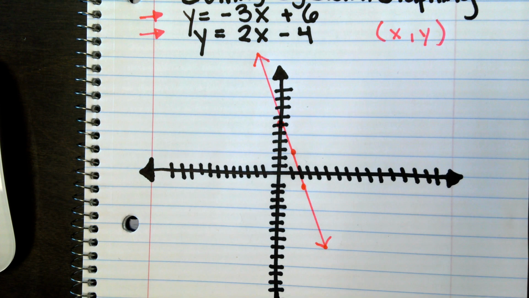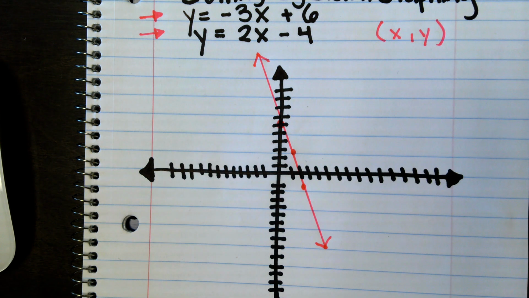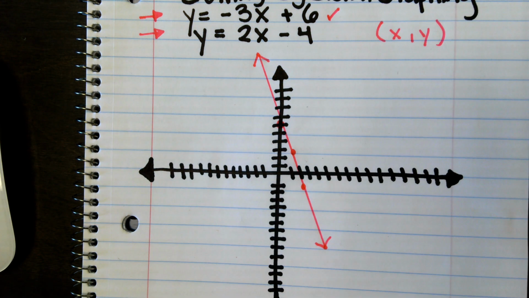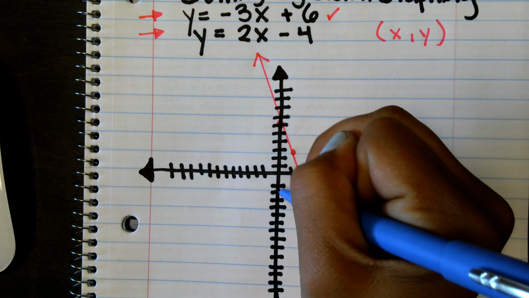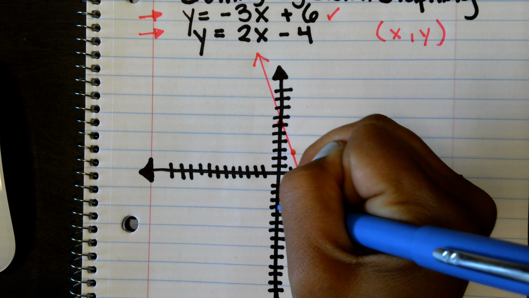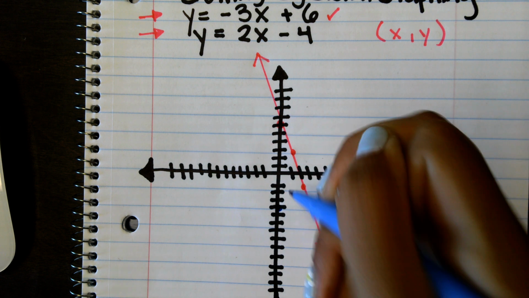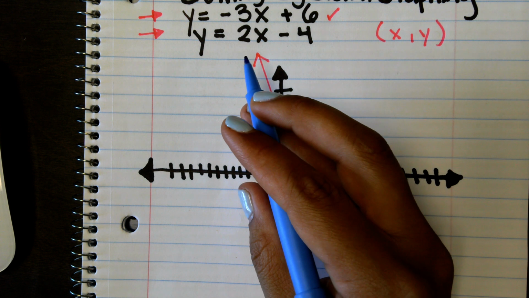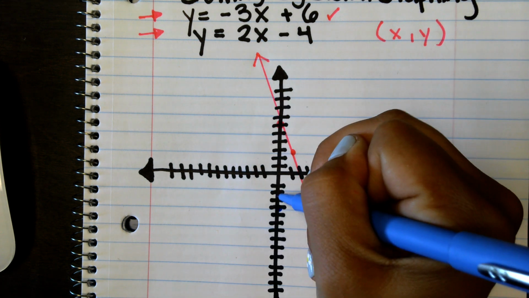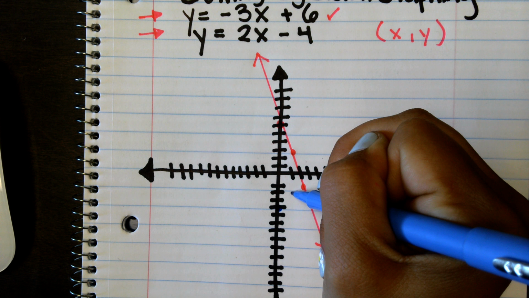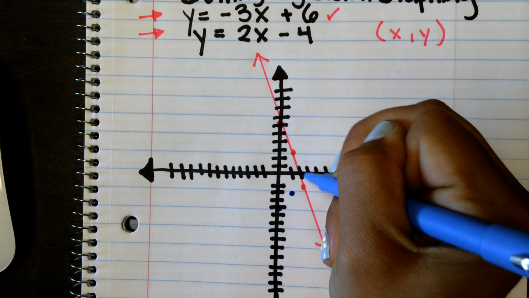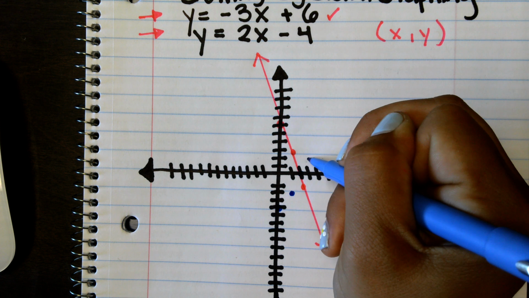Okay. Now I'm going to graph my other line, y equals 2x minus 4. So I'm going to start at negative 4. 1, 2, 3, 4. And then I am going to work with my slope, which is 2 over 1. And I'm going to go up 2 over 1, up 2 over 1, up 2 over 1.